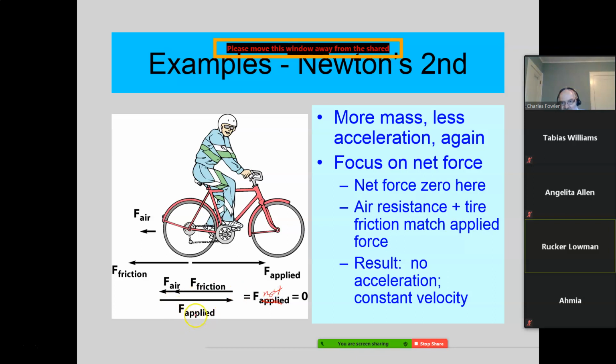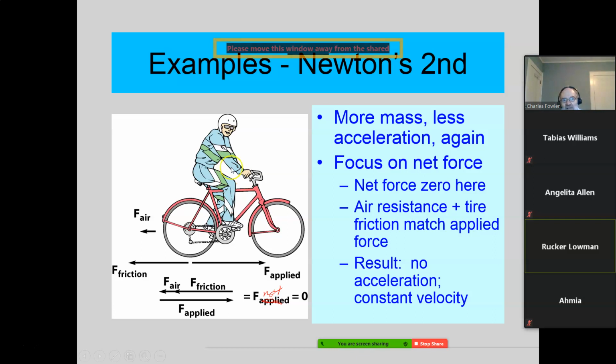There's the applied force here. If that's equal but opposite direction to the air resistance and the road friction, then you have a net force of 0, meaning he's going at a constant speed. Whether it's at 0 speed or 1 mile per hour, 2 miles per hour, 1 kilometer, whatever it is, 1 meter per second, whatever it is, he's going at a constant speed.